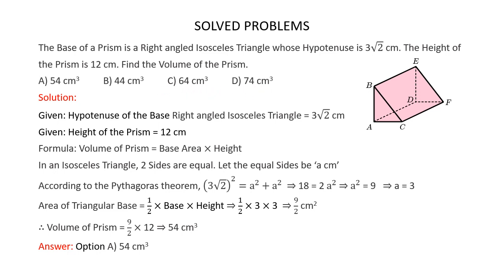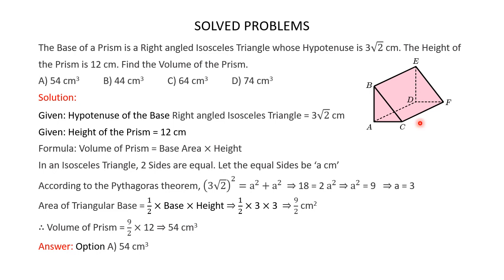So here you are asked to find the volume of the prism. Now you know that volume of a prism is equal to base area multiplied by height. Now height of the prism is given as 12 centimeters. So if you find out the value of the base area, then you can easily calculate the volume of the prism.